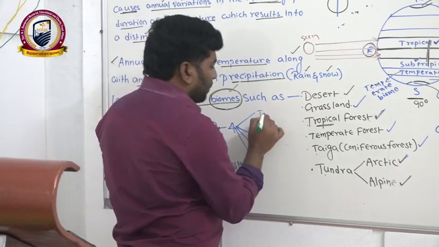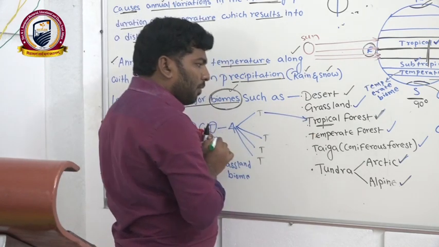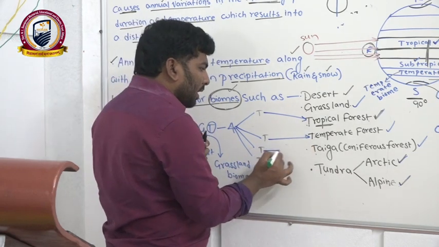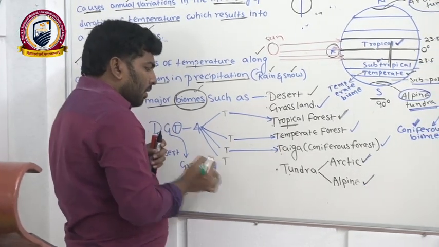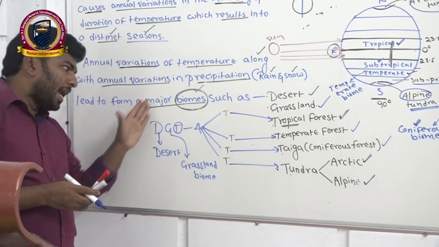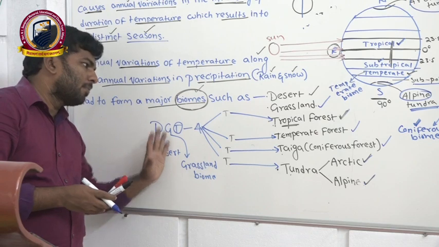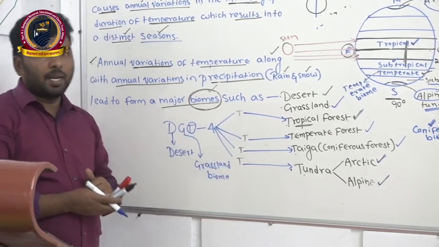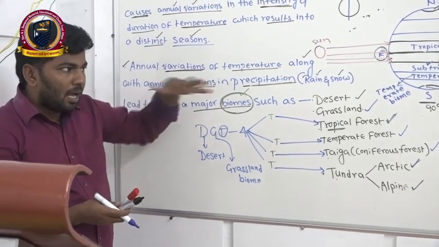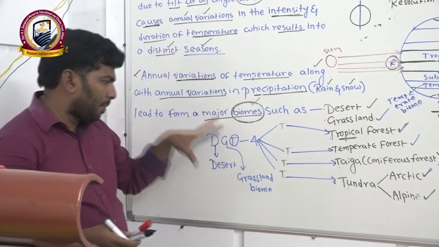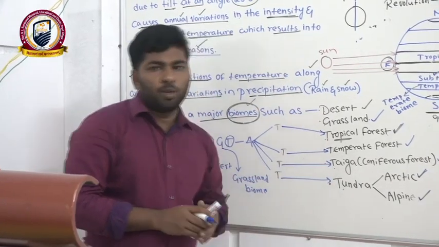4 T's, 4 biomes. First T is tropical forest biome. Second T is temperate forest biome. Third T is taiga biome. Fourth T is tundra biome. Clear? Now we are getting an idea. It is a simple trick to remember the 6 types of biomes in sequence, not in order of climate.